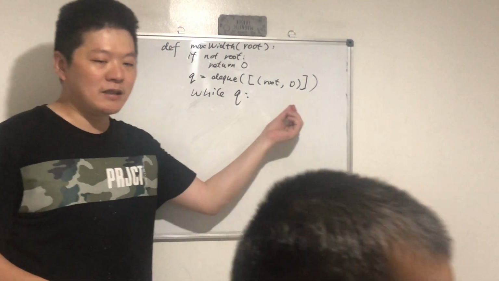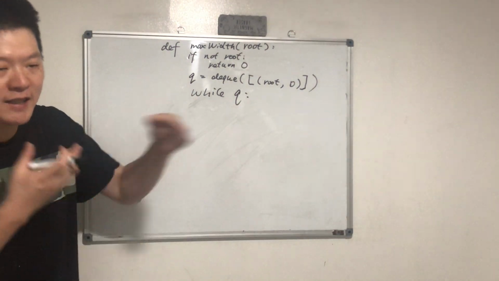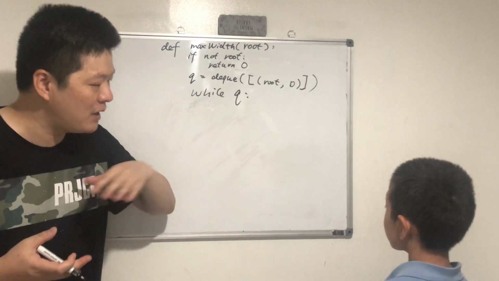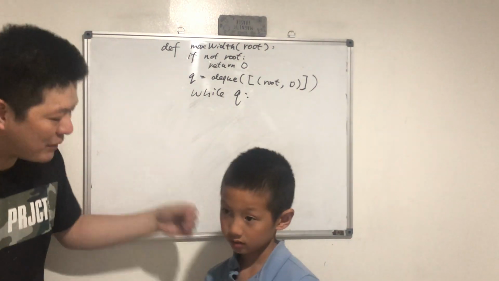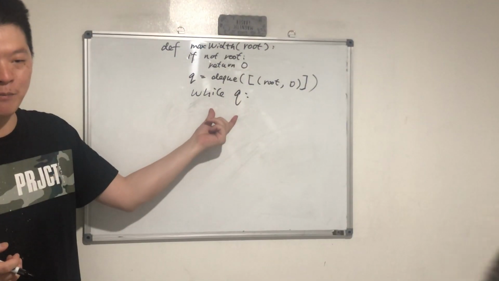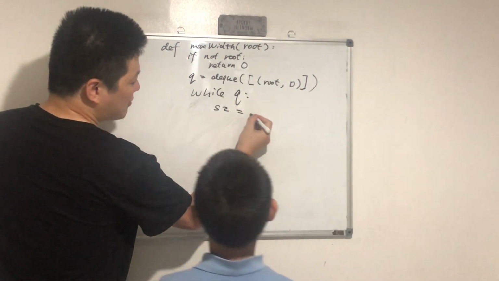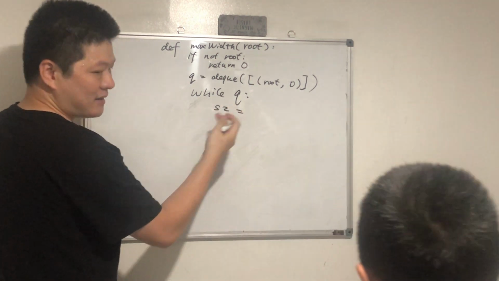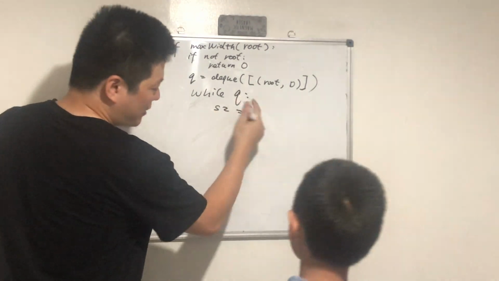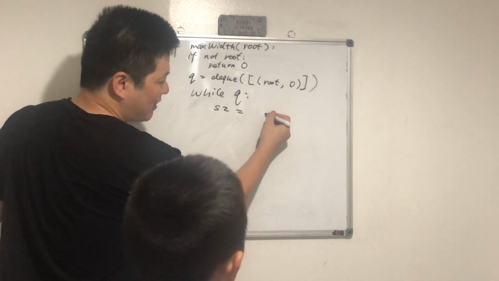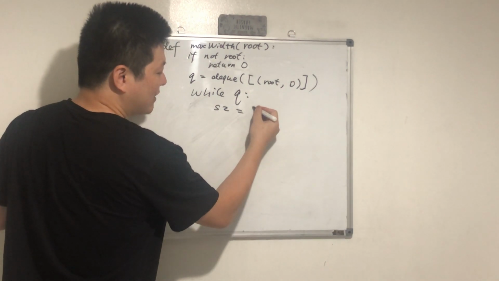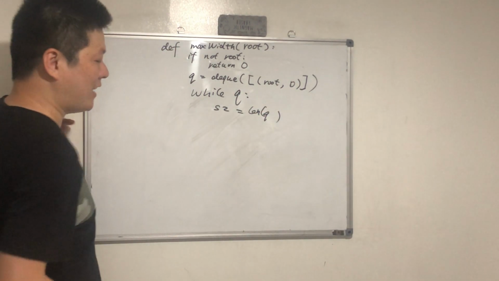While Q is not empty, the current nodes in the Q belong to the same level, yeah? So how many nodes are there in the Q at the moment? 1. Yeah, I know, but how can we do this? SZ equals what? Size, short for size, or any variable. Equals the length of the Q. Yeah, the length of Q.